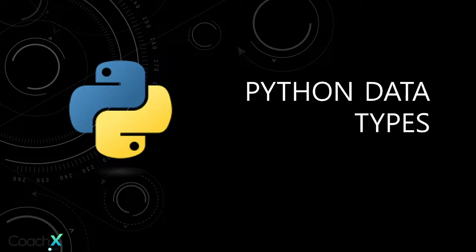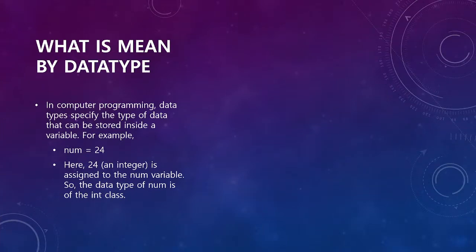Now the question that might come to your mind is, what is meant by data type? In a programming language, a data type is basically a classification which specifies which type of value is assigned to a particular variable, or what type of mathematical, relational or logical operations can be applied to it without causing any kind of error. That is called a data type.